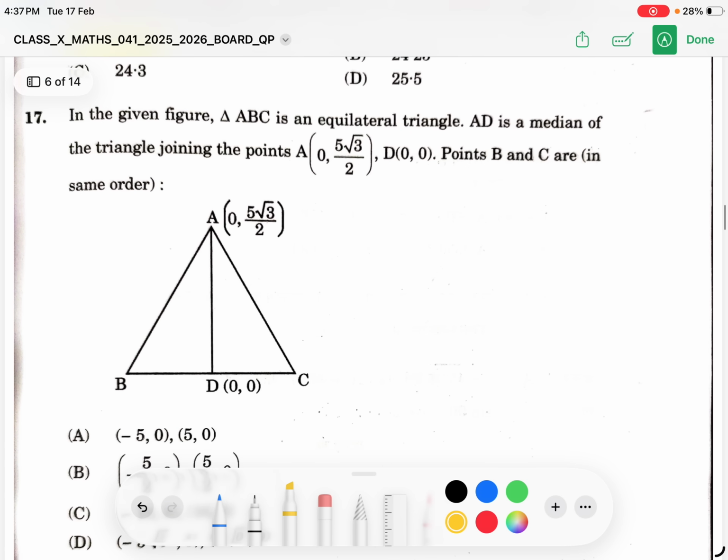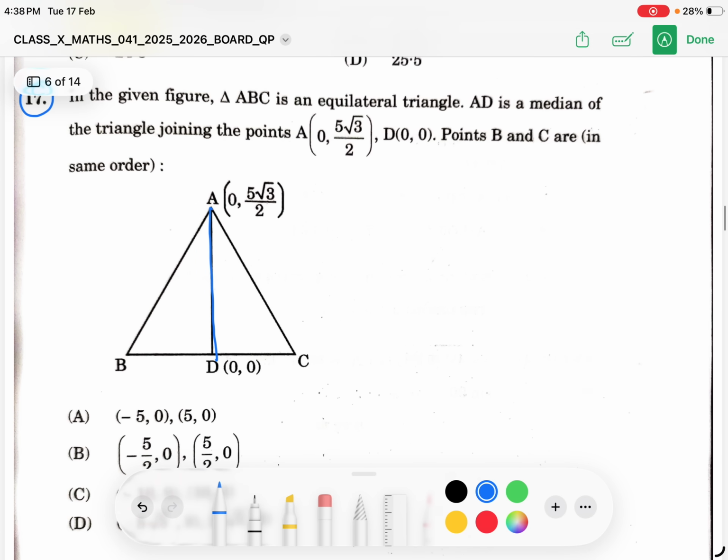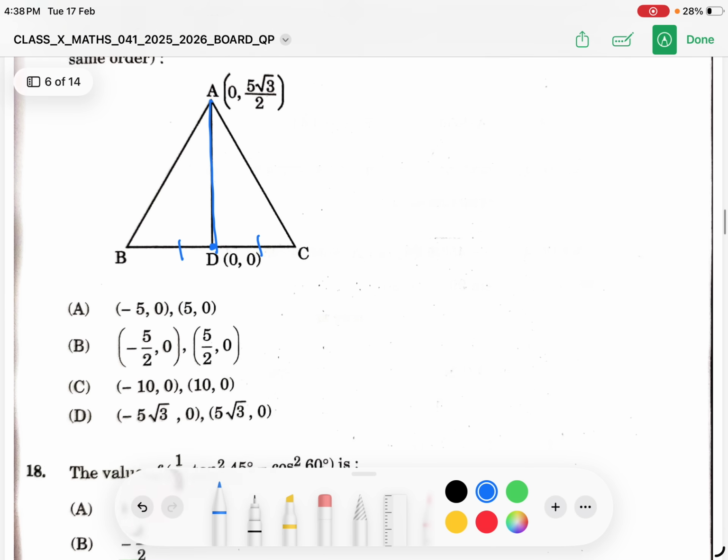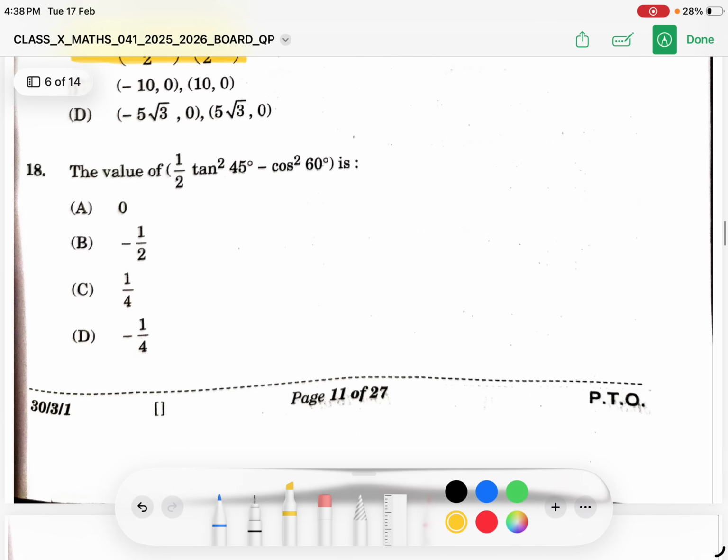Then the 17th question. It comes from coordinate geometry. They have given ABC is a triangle, AD is going to be the midpoint. So AD is acting as a median. If we use the formula, the answer is B, minus 5 by 2 comma 0 and 5 by 2 comma 0.